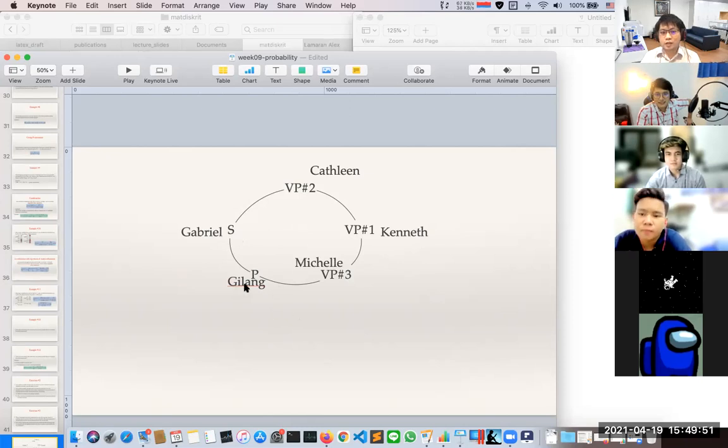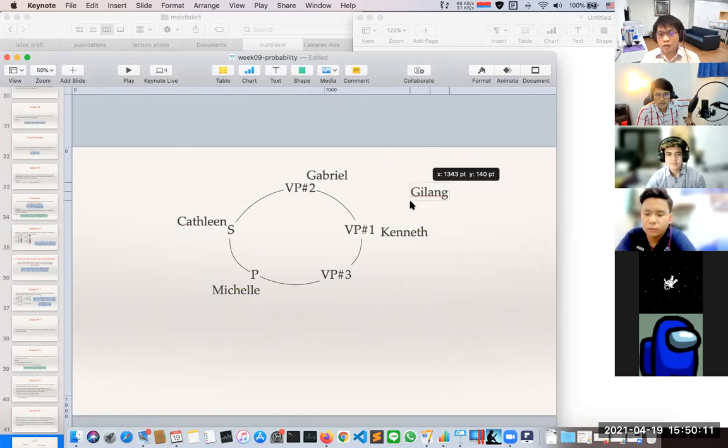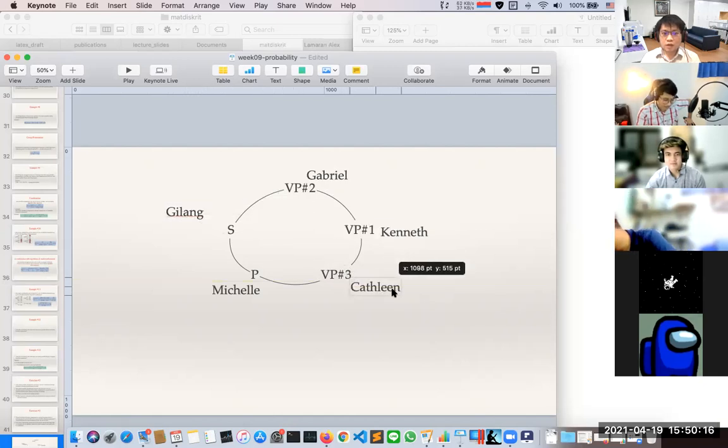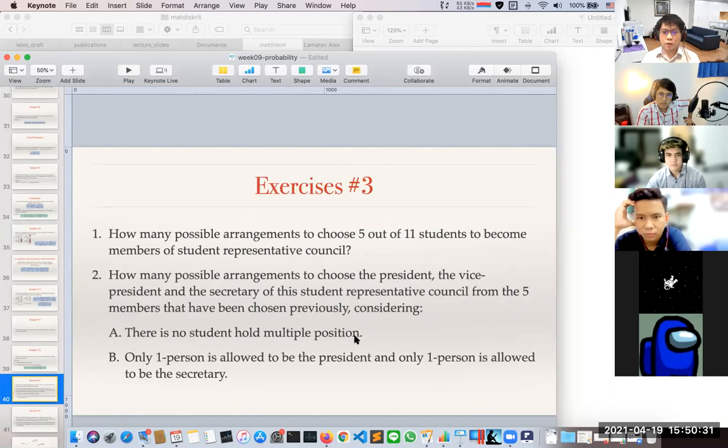Or let's say this is arrangement 1. For example, we have this kind of arrangement: Michelle, and then let's say Gabriel, we change to like this one. This is the second possible arrangement, right? The president is Michelle, secretary is Kathleen, vice president 1, Kenneth, Gabriel, Gilang. Or the next arrangement is, okay, Gilang is secretary, Kathleen is the vice president, or maybe Kenneth is the president, Michelle is the vice president 1, right? So this kind of arrangement still matches with this requirement.